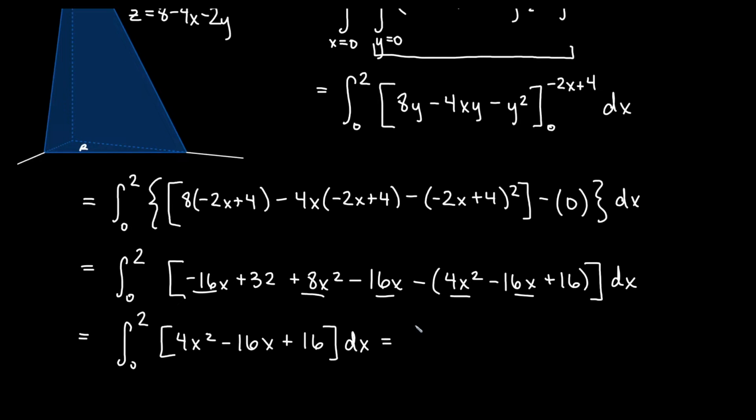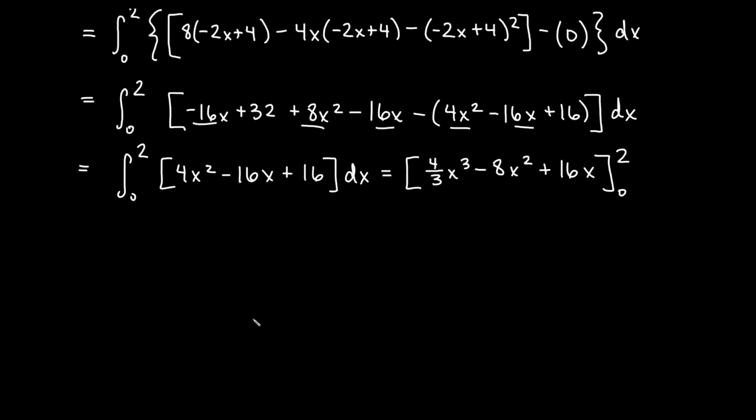So if we now integrate dx, then we will get the power going up by 1, and we'll divide by the new power, so that will be 4/3 x cubed, minus power goes up by 1, we'll divide by 2 then, so we'll get 8x squared plus just 16x for the last one, and evaluating from 0 to 2. And if we go ahead and plug in our 2, then that will give us 4/3 times 8 minus 8 times 4 plus 16 times 2.